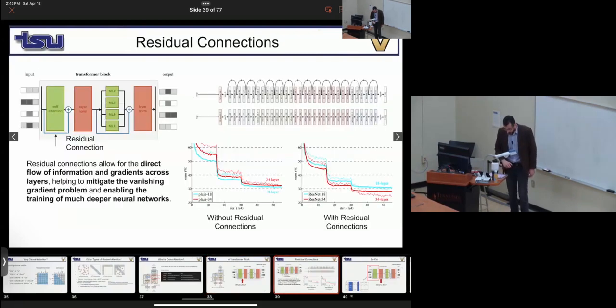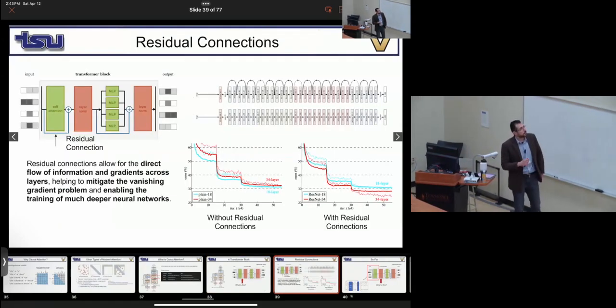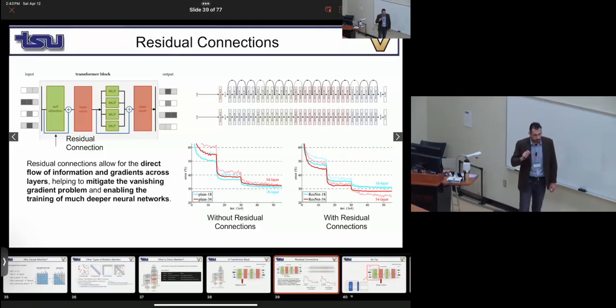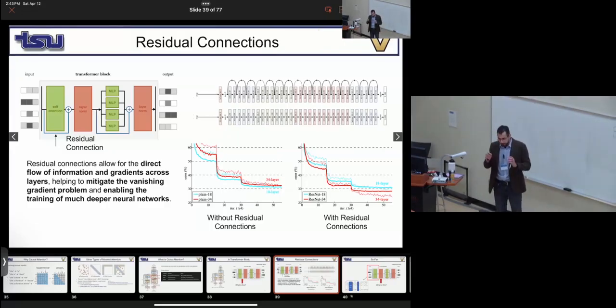This connection is referred to as residual connection. And residual connection is actually a fundamental concept in deep learning. So let's start with convolutional neural networks that we covered this morning. You saw that the deeper, the better, right?